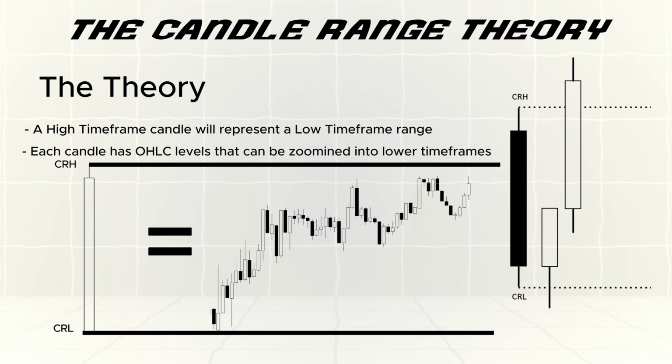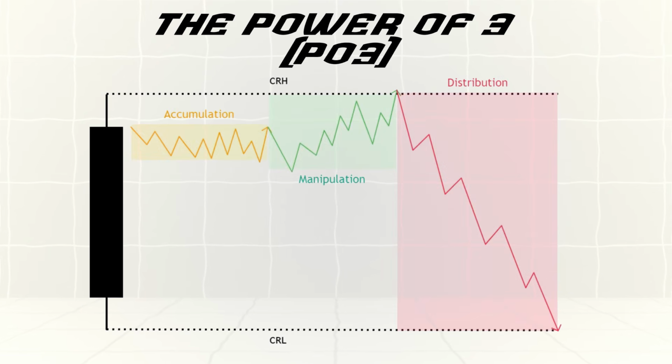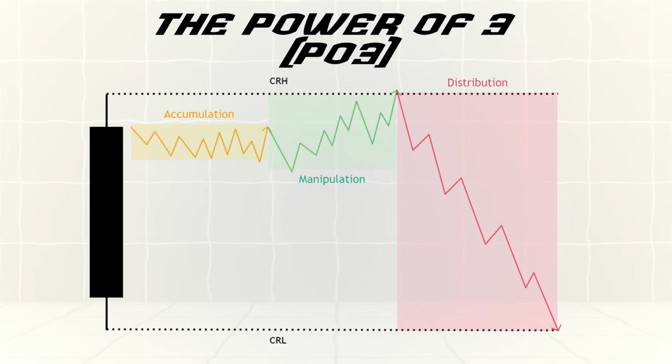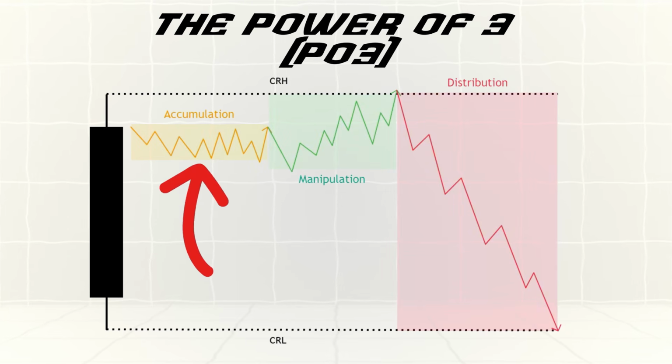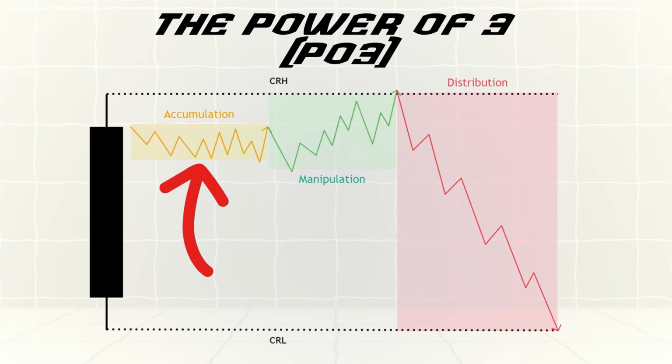Another crucial idea to understand is the power of three concept. The power of three describes how market movement flows. There are three distinct phases in this flow. The first phase is accumulation. Accumulation refers to a period of ranging price action, where the market moves sideways.